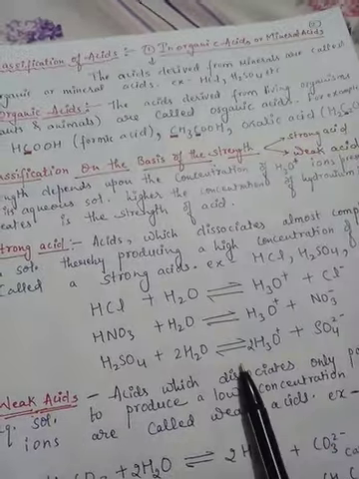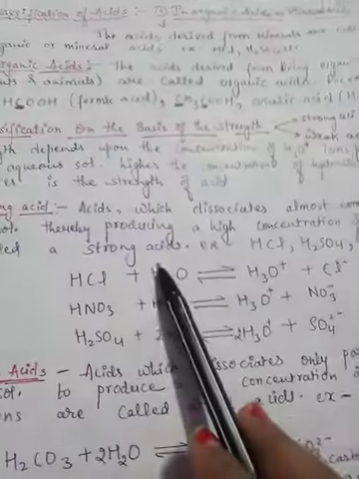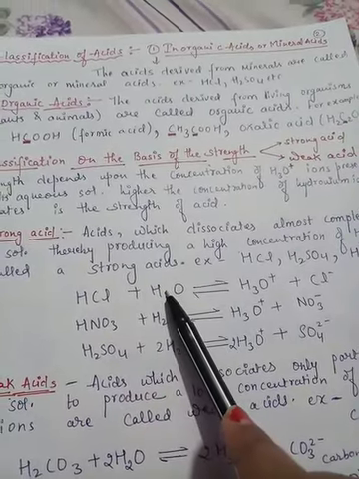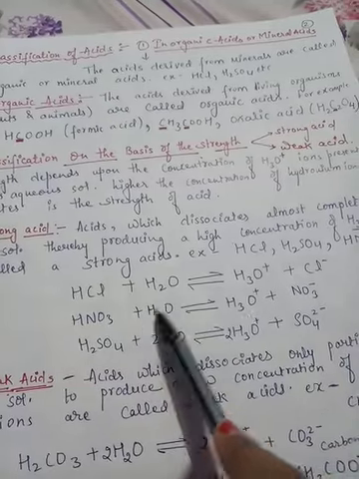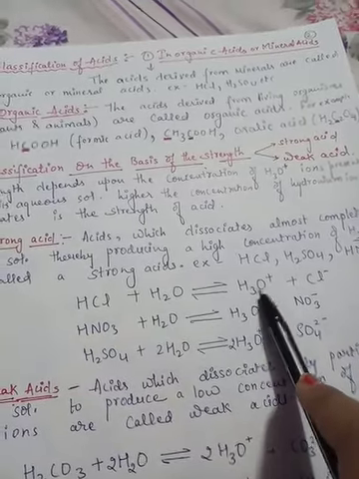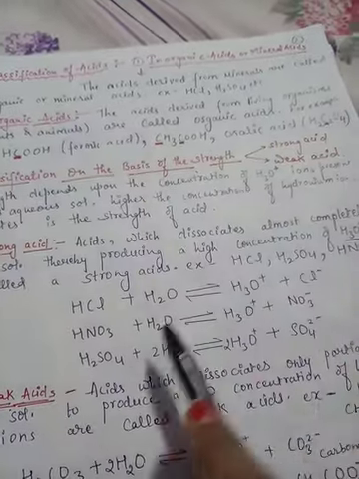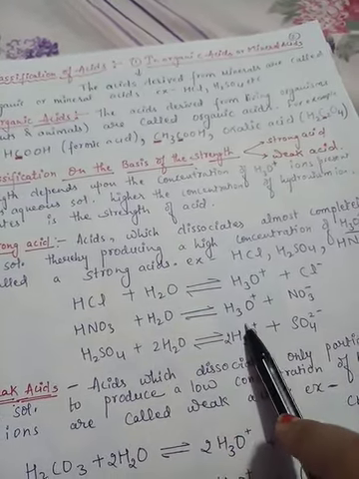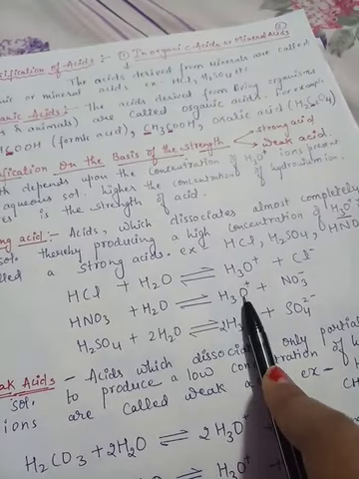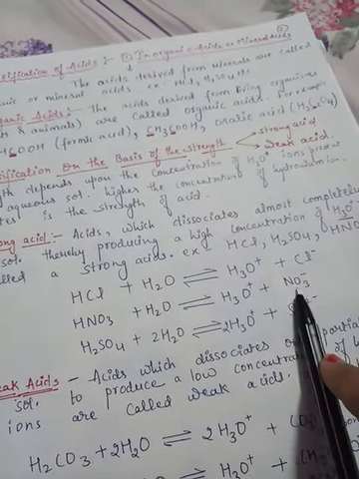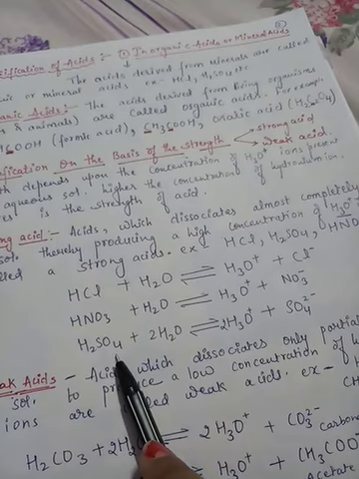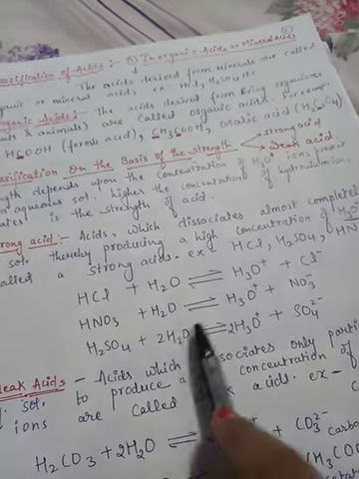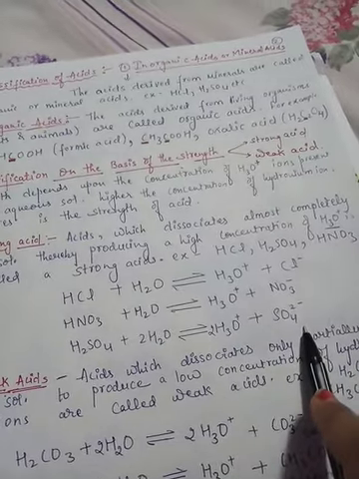Here you are having the reactions with the examples. When this HCl, hydrochloric acid, is added to the water, it dissociates and forms H3O+, and chloride is released. Here for the same, nitric acid, water is added, hydronium ion is released and nitrate is formed. Here H2SO4 is added with water, hydronium ion is again formed, and sulfate ions are released.